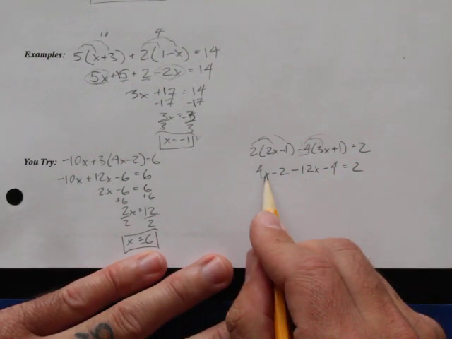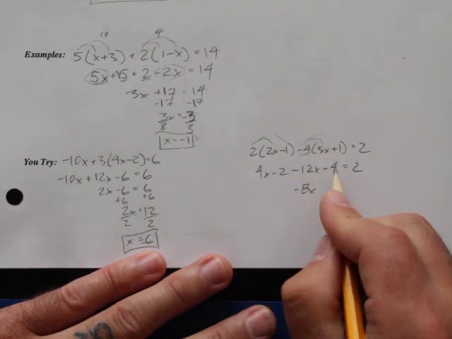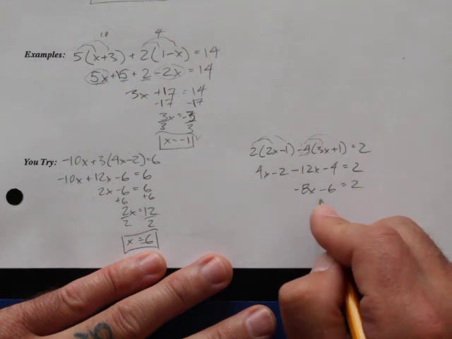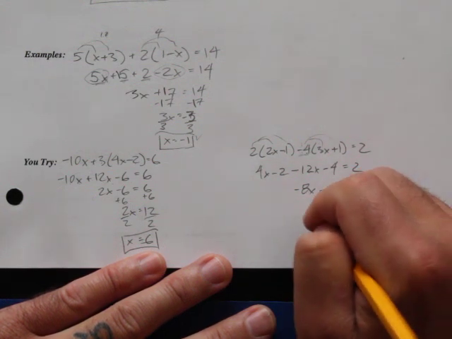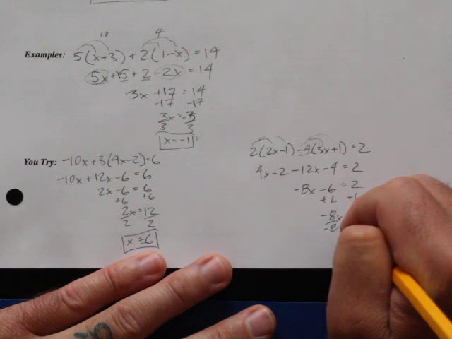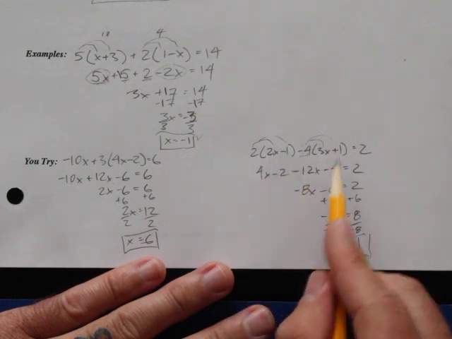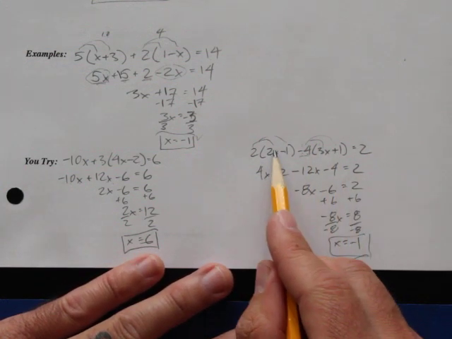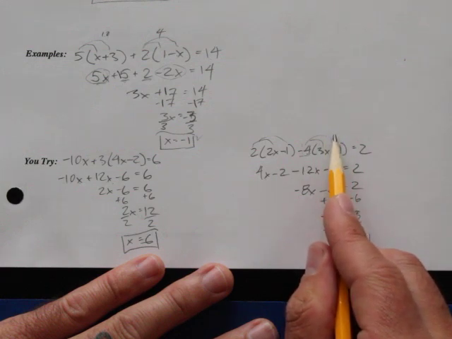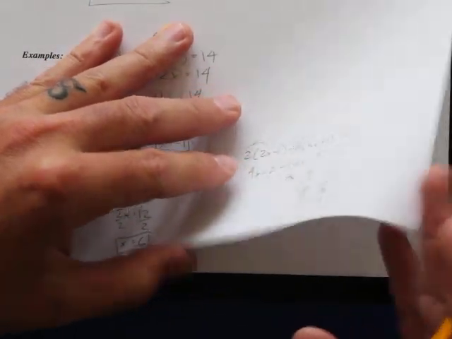Combine like terms, I've got a positive 4x and a negative 12x. That'll give me negative 8x. Negative 2 and negative 4 is negative 6 equals 2. Add 6 to both sides. I've got negative 8x equals 8. Divide by negative 8. X equals negative 1. And you should be plugging this back in here to make sure that it's right. If you plug negative 1 in for x, you should get 2 on the left, and you've got 2 on the right, and that checks out. Now, let's go to the next page, or the back, and do this challenge that I have for you.